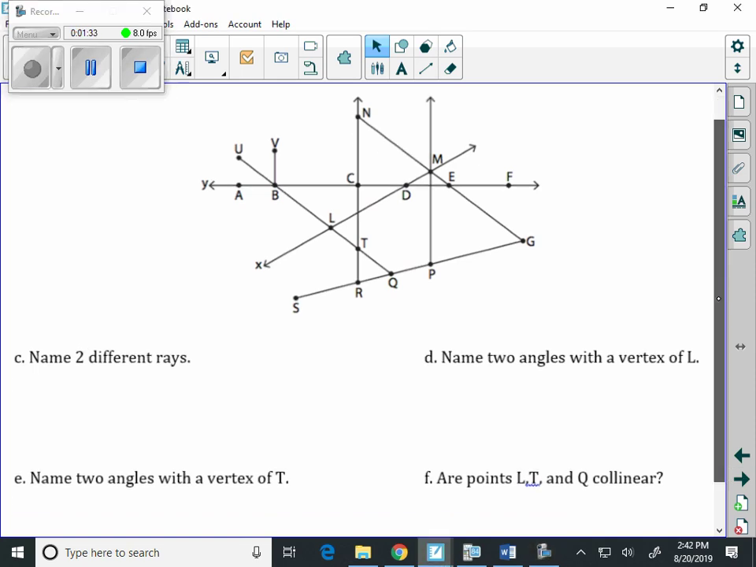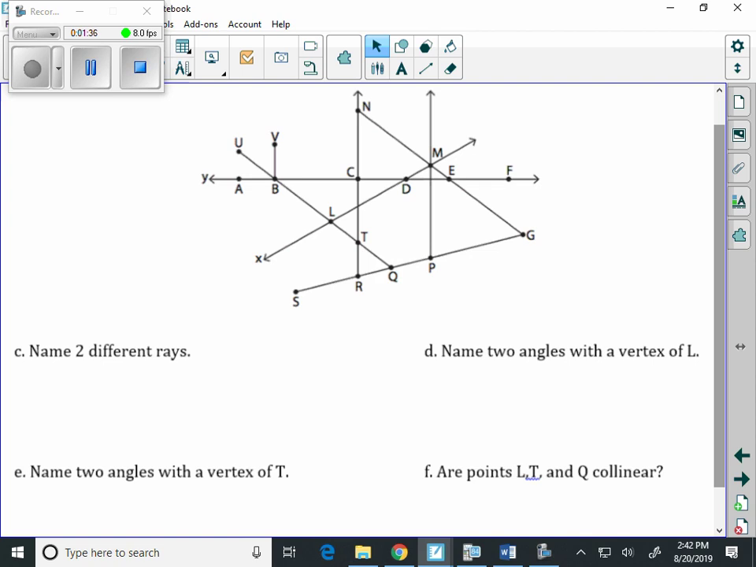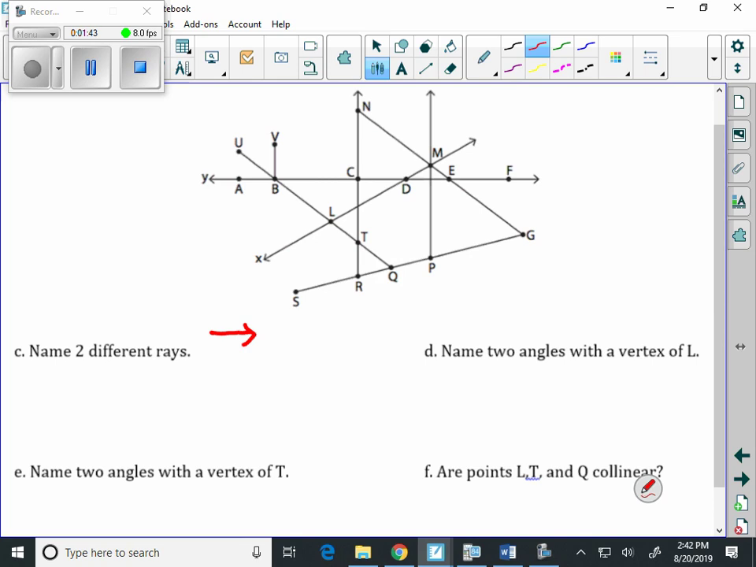Same picture. We want to name two different rays. So our notation for rays is just a single arrow, and it just says name two different rays. So a ray has a starting point and continues on in the same direction forever and ever, AF. Or we can say something like LM. Again, multiple ways to answer this.